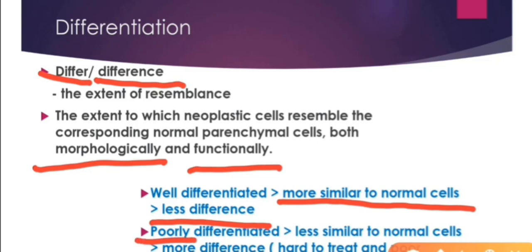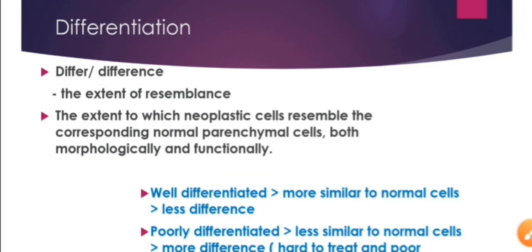And if we say poorly differentiated, it means less similarity to normal cells. That means the extent of resemblance to the normal tissue is less, more difference. And as we know, the more the difference from the normal tissue, the harder it will get to treat. So it will have poor prognosis.